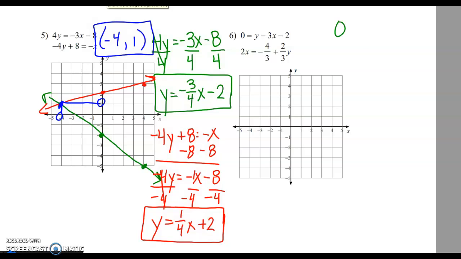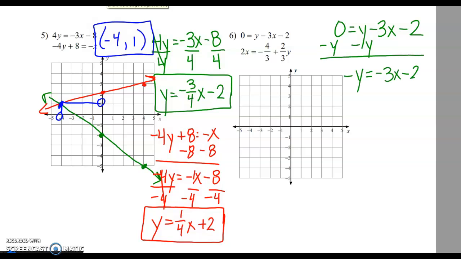Last one, we have 0 equals y minus 3x minus 2. A couple different ways you can go about this. I'm going to subtract y to the other side. So I have -y equals -3x minus 2. To get rid of a multiply by -1, we divide by -1. So y equals 3x plus 2.